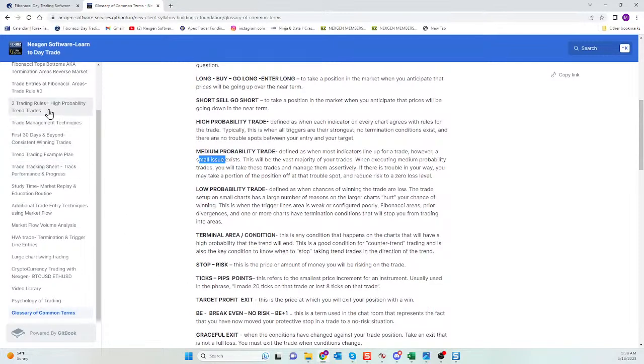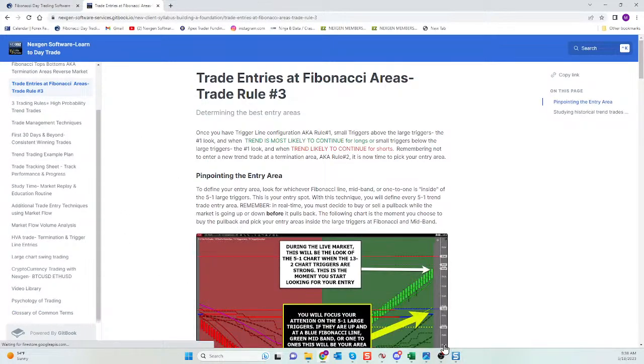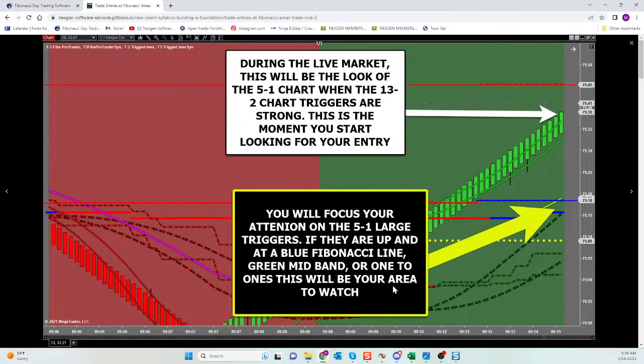This is the part that blows me away. Every day, I talk about it every day. I see it every day. I use it every day. And it still absolutely floors me, the accuracy that you can pinpoint where the market is likely to continue. Guys, on your 5-1, this is your look. When the rules are met on the 13-2, when the momentum is its strongest, when the path is clear, everything says up, guys. Your trigger lines are up. Your smalls are up. Your large are up. Your bars are up. Your areas are blue. Your mid band is green.